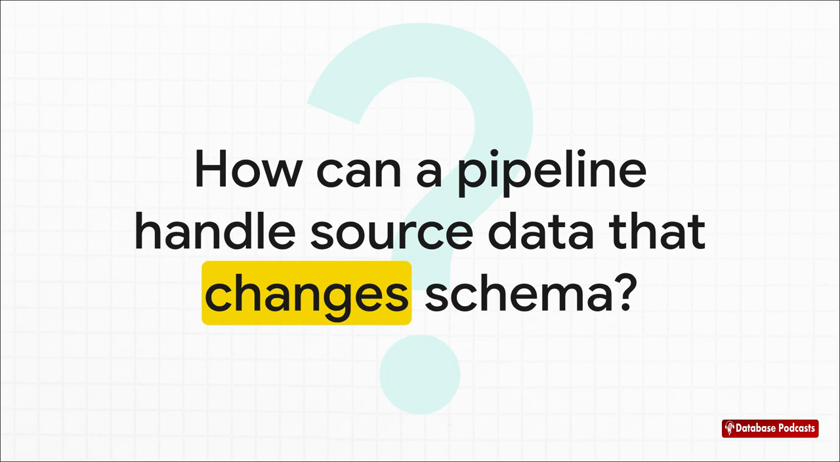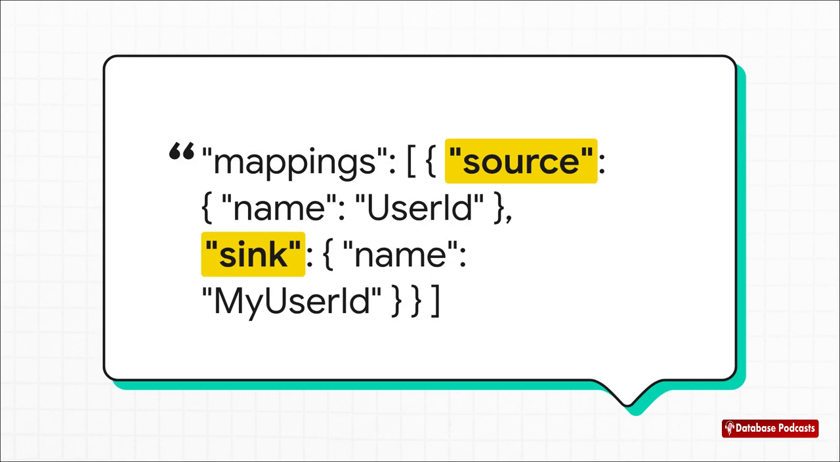You build a pipeline to copy a table with 10 columns. What happens when, out of nowhere, the source system adds an 11th column? A static pipeline would just break. We need a way to handle that automatically. And the answer is dynamic column mappings.